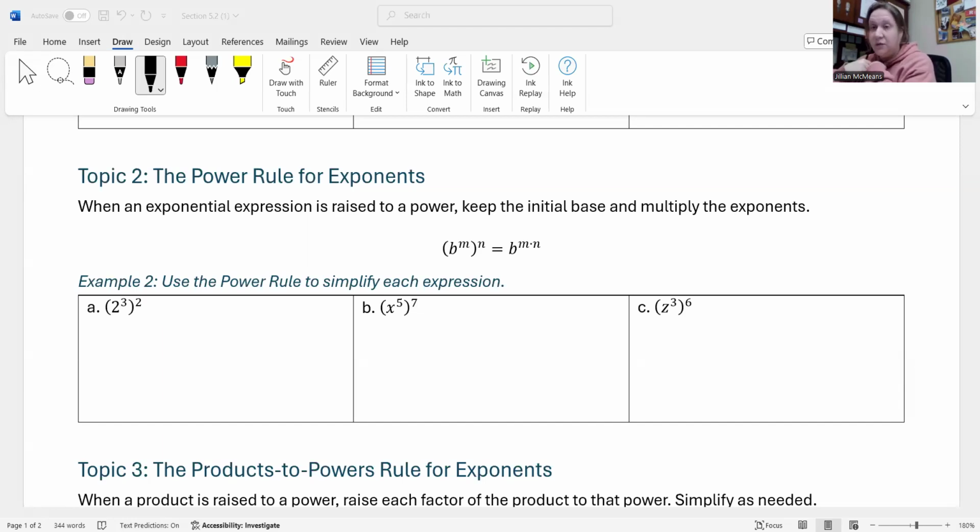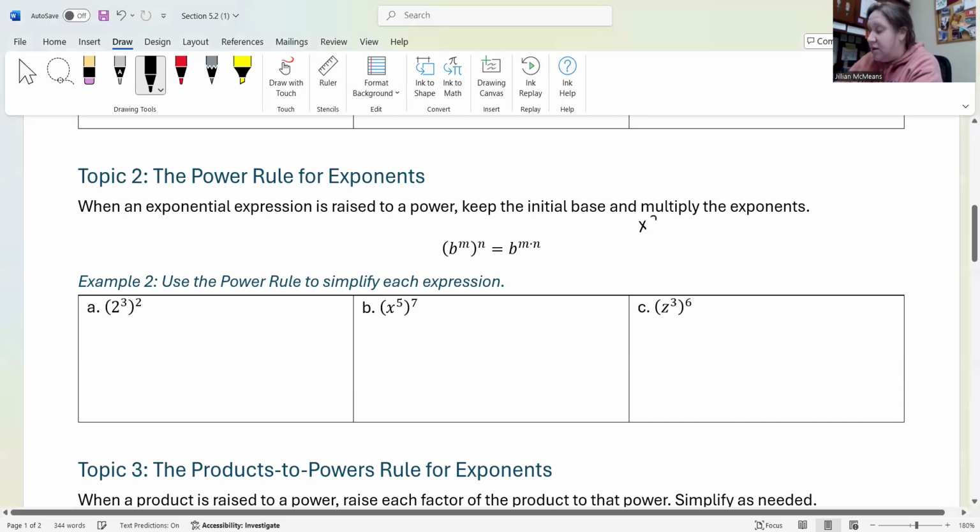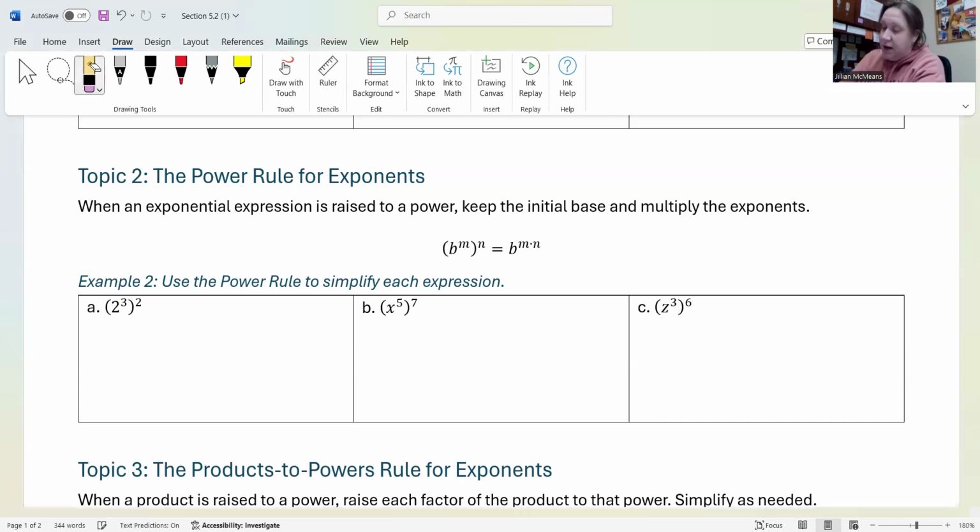So symbolically, if we have b to the m, that's our initial exponential expression, and then that is raised to the n power. We keep the base of b, and then we multiply the m and the n. So let's say we have x squared times x. Well, I was about to do the product rule, hold tight.